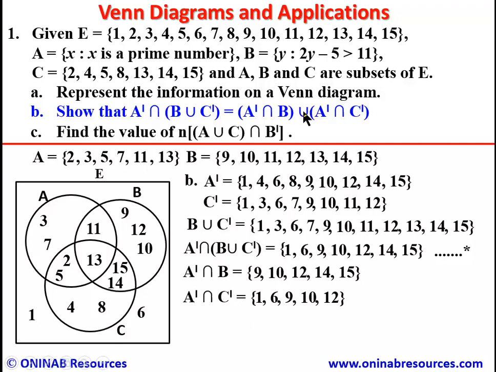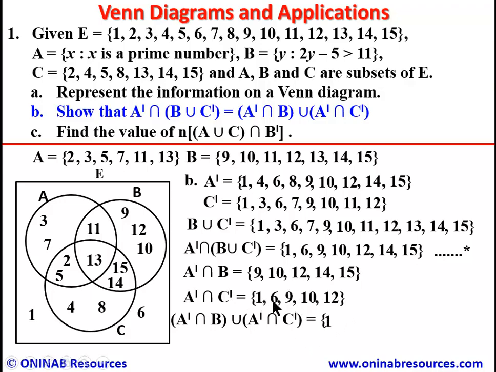Now we put two of them together as union. So A prime intersection B union A prime intersection C prime will be bringing together all the elements of the two sets without any repetition.